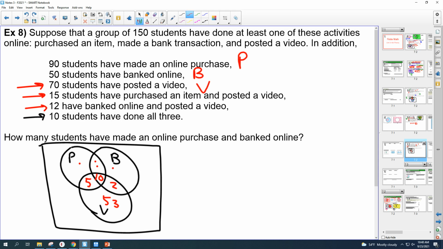Skip it. 150 students have done at least one of these activities. Well, that means inside the circle. I've got too many unknowns. When you've got too many unknowns is when you're going to have to introduce a variable. Put a variable in this overlap. Now we can go back to this. 50 students have banked online.